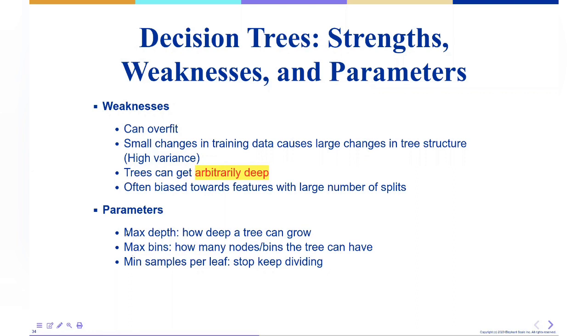So what are the parameters? Very simple parameters that we understand. We can set maximum depth, maximum bins, how many samples per leaf, and so on. These are everything you can configure to prevent runaway growth in the trees.